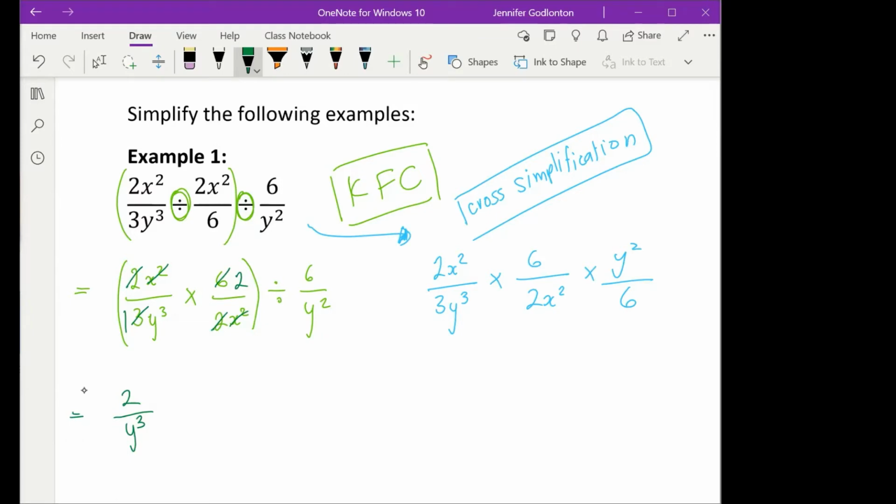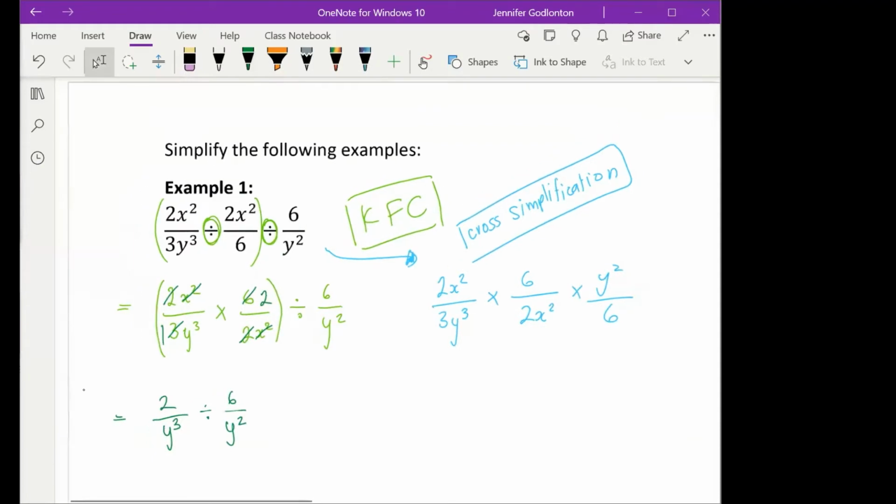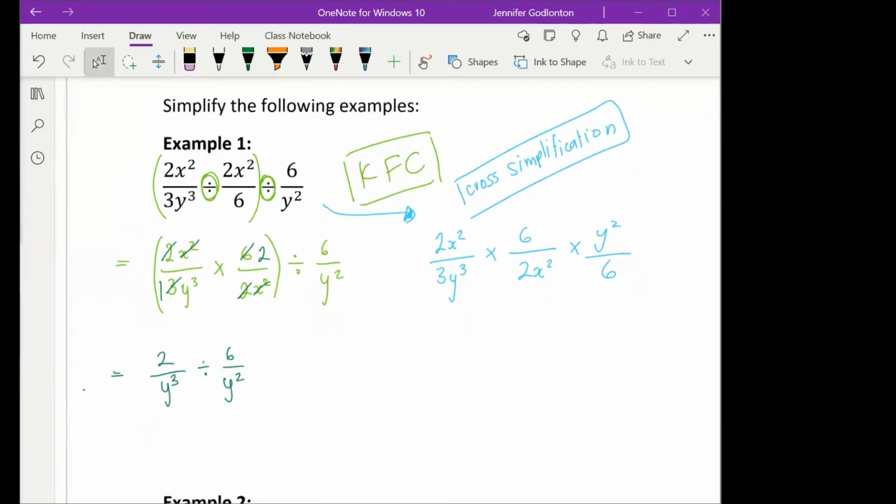And then I need to look at what's happening in this fraction over here, because I've got it divided by 6 over y squared. Okay, so I'm just going to follow through with this green question, and then we'll look at the blue. Sorry, I'm going to run out of space. So let me just write it again. 2 over y cubed divided by 6 over y squared.